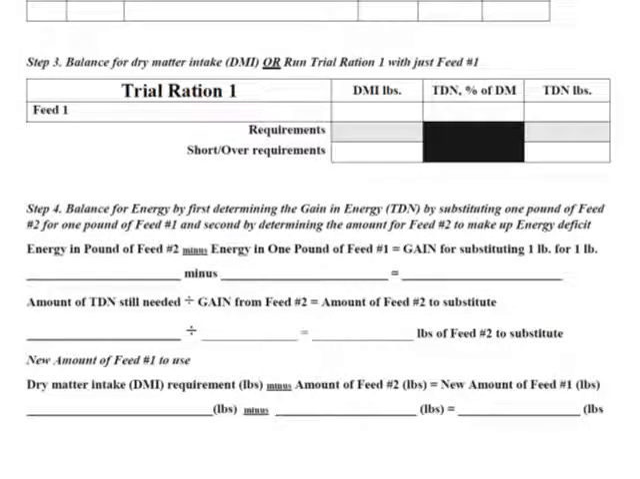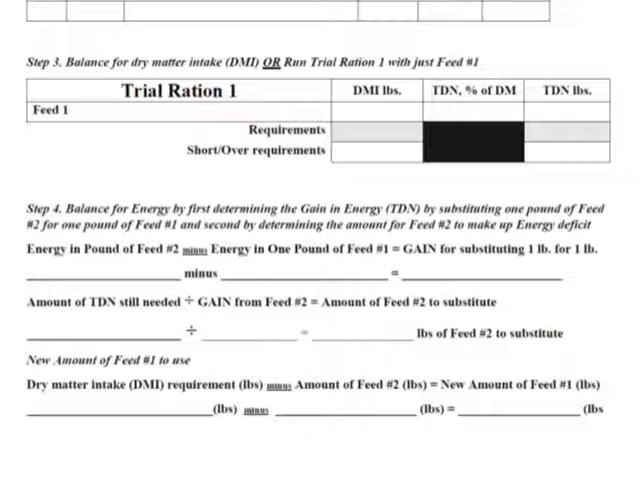So step 3, we're going to balance for dry matter intake, or do our trial ration number 1 with just feed 1. So we'll go over this again. We got through this first page with our sample ration. We'll do a couple other examples and then we're going to let you do your homework going next week.